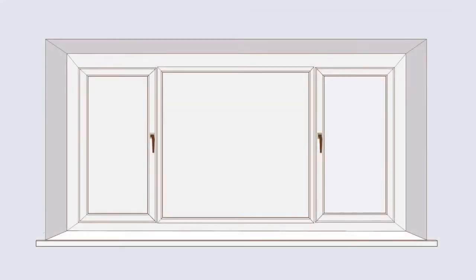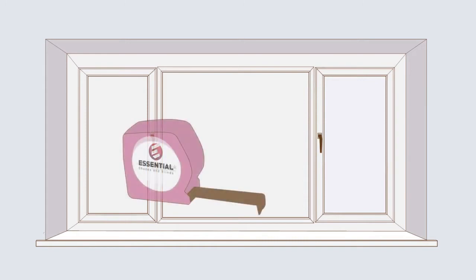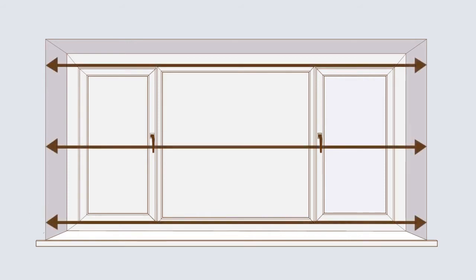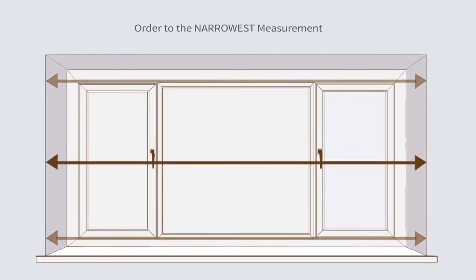If you require your blinds inside the recess, then you must take 3 width measurements. Using your steel tape, measure across the top of the window. Now measure across the middle of the window and then across the bottom. The narrowest measurement of the 3 we call the recess width.